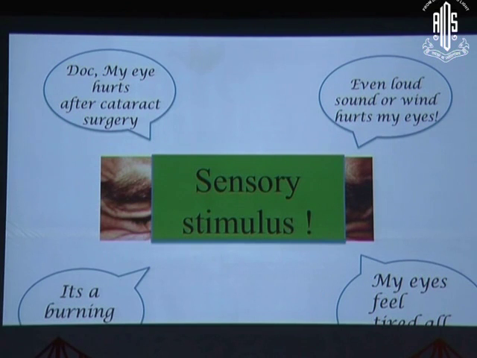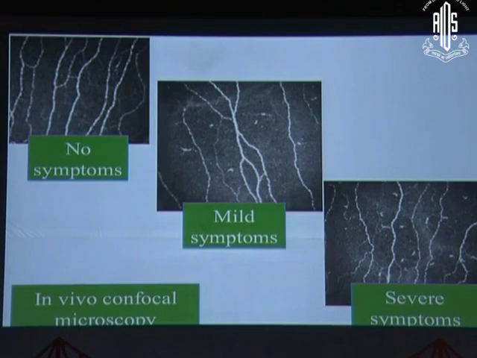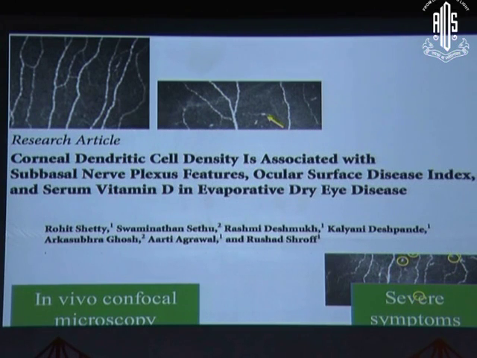We evaluated these patients and found that patients who had no symptoms had absolutely normal nerves, whereas the patients who had mild symptoms had few dendritic cells impinging on the nerves, and the patients with severe symptoms had more dendritic cells. This proves our basic science knowledge that there is an inflammatory component in dry eye, which is proved on imaging with in vivo confocal microscopy. We also published this recently in a journal.